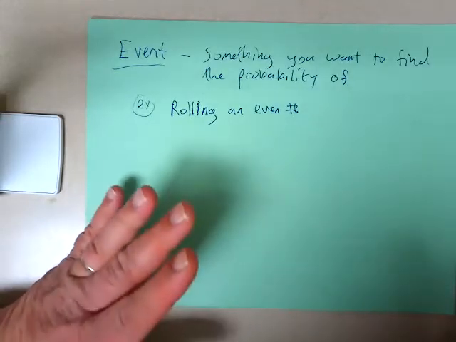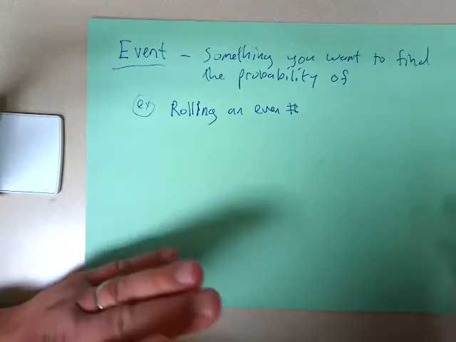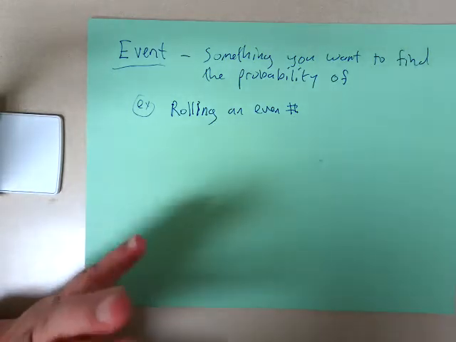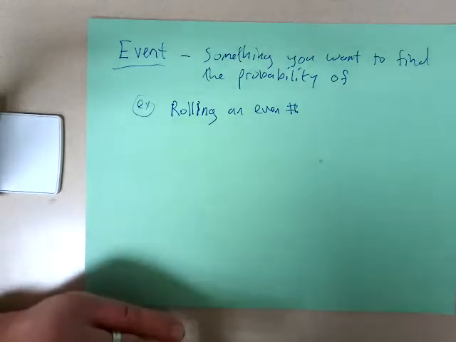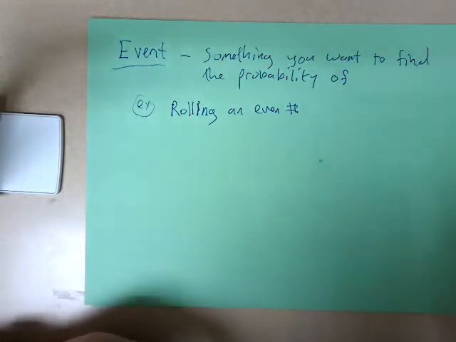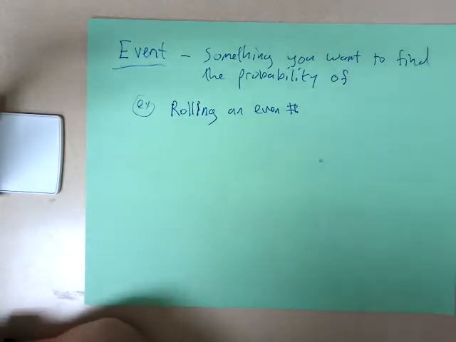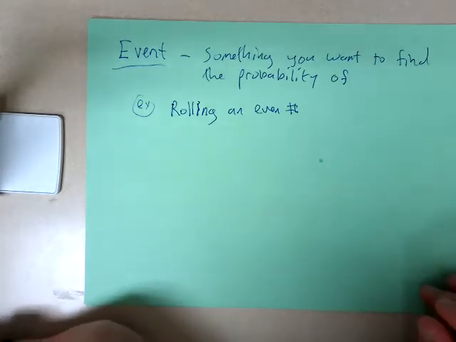Maybe there's a new game in town that people are playing, and the game is you roll a dice, and if you get an even number, you win. Okay, I know it sounds like a silly game, but that could be a game, and in that case, you would want to know, well, what's my chances of winning? What is the probability that I'm going to win? And so rolling an even number would be the thing you would want to find the probability of.